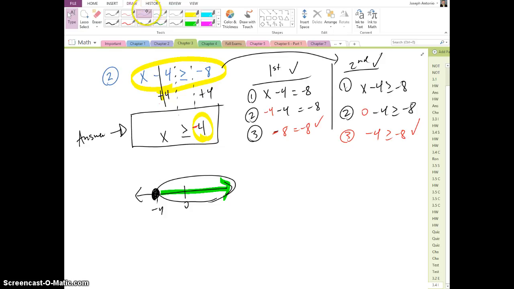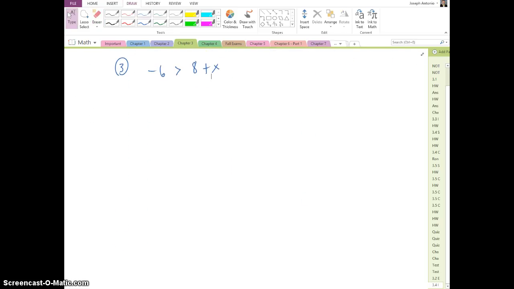The only other thing I'll show you that you can see with inequalities is this. If you were given an inequality such as negative 6 is greater than 8 plus x, you notice that my variable is on the right side. So my suggestion to my students is actually to swap sides. So you want to say 8 plus x is actually less than negative 6.